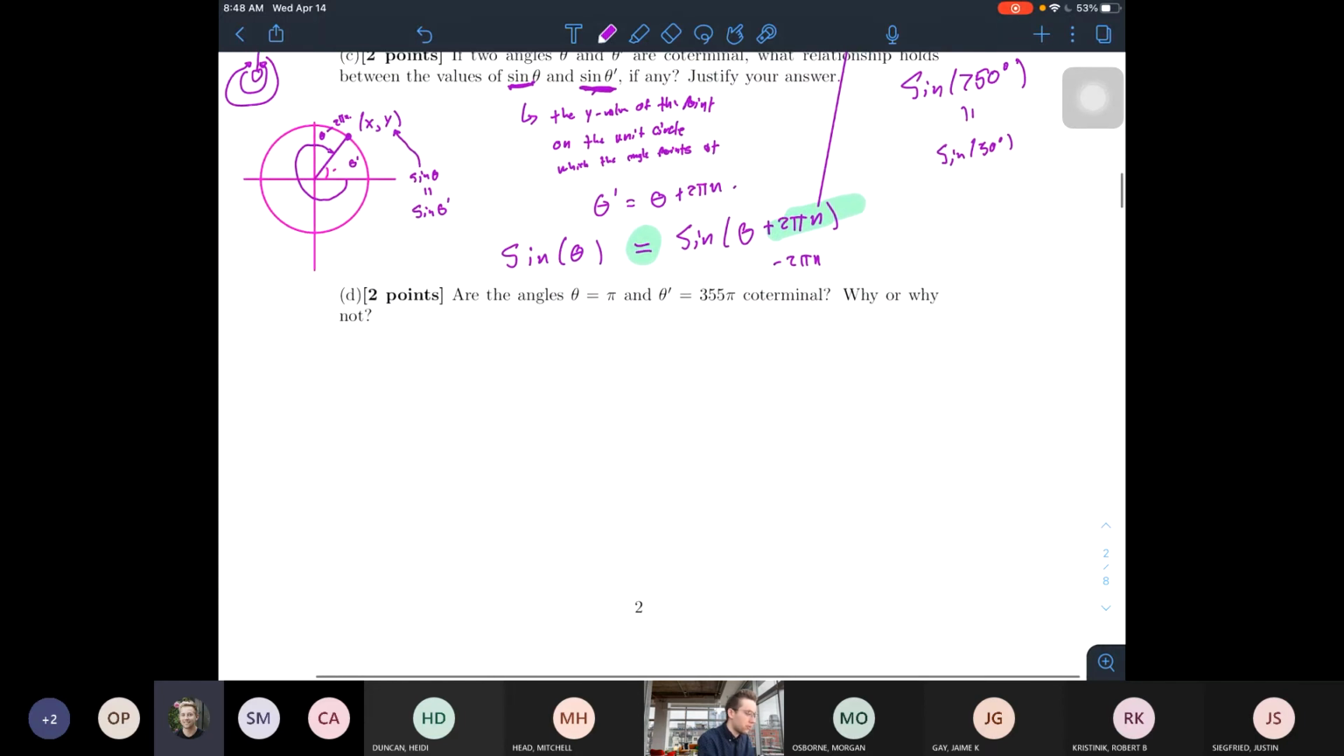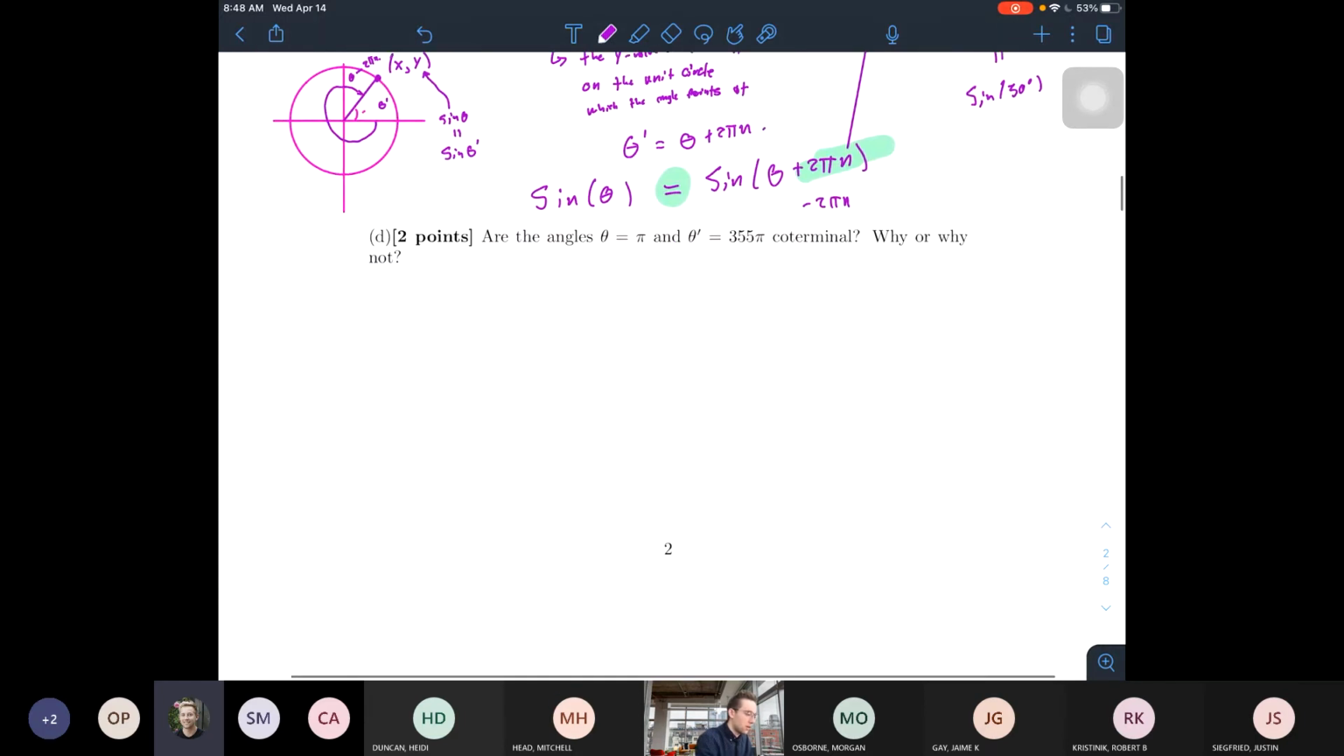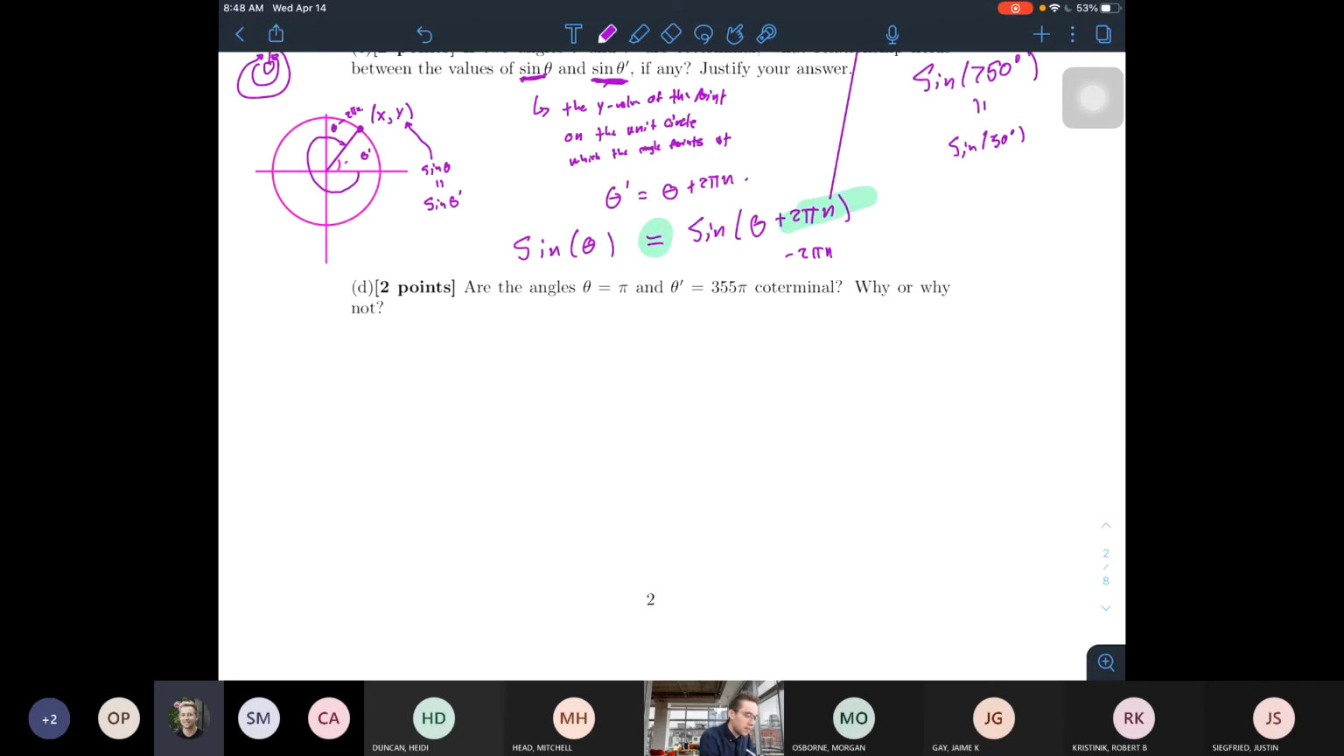I want to make sure I can get through the whole exam, so I'm going to move a little faster now. Are the angles theta equals pi and theta prime equals 355 pi coterminal? Well, we need to check: is theta prime equals 355 pi equal to theta plus 2 pi n, which is equal to pi plus 2 pi n for some n?